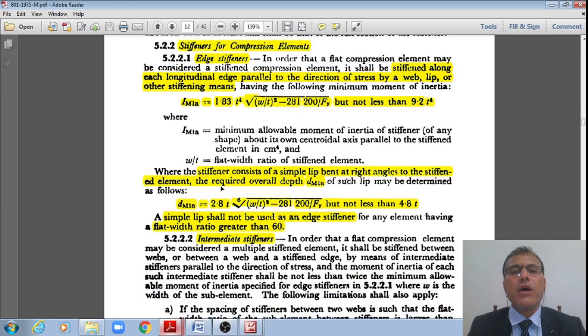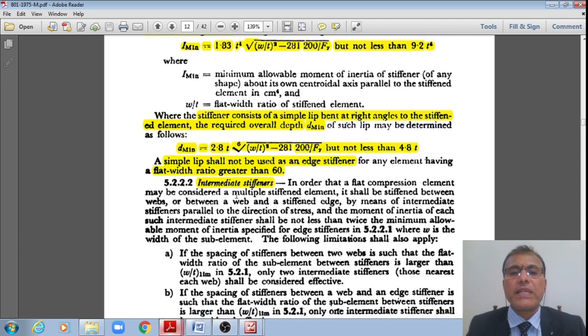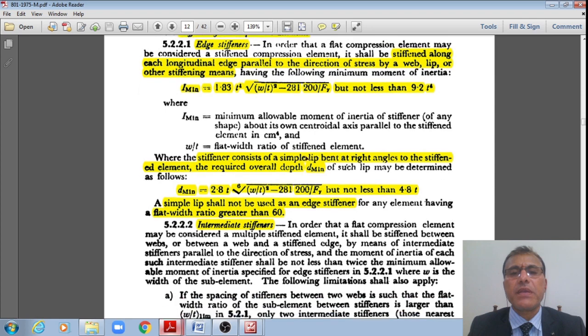Right? Then, however, if the stiffener consists of a simple lip bent at right angles to the stiffened element, the required overall depth d minimum is given by this formula: 2.8 t 6th root of w by t whole square minus 281200 divided by capital Fy. But however, it should not be less than 4.8 t. A simple lip shall not be used as an edge stiffener with a flat width ratio greater than 60. Right? These are the discussions about the edge stiffness for compression elements.